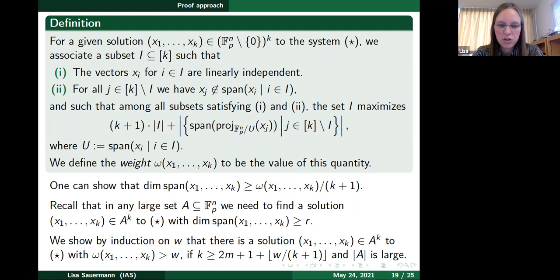So we want to do an induction on W, and for each W, we want to show that there's a solution x1 to xk in the set A to the system star, where the weight of the solution is bigger than W, if we assume that k is large enough with respect to m and W, and that A is a large set. So the point of all of this is that we induct basically on this weight. So we don't want to induct on the dimension of the span, because then we can't get this to work. We need this complicated setup in order to be able to do some induction on this weight, because now the weight is chosen in a way that will lead us to a tensor of the specific structure we need for this Sauermann lemma.